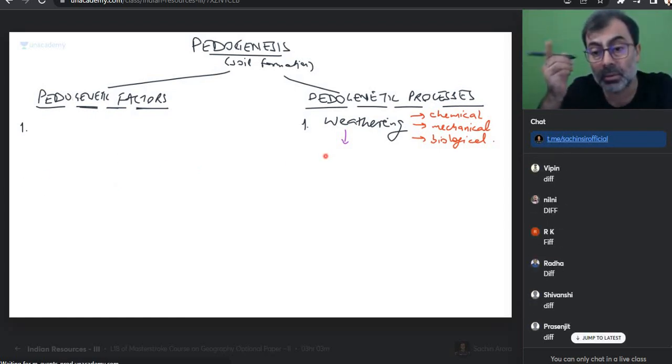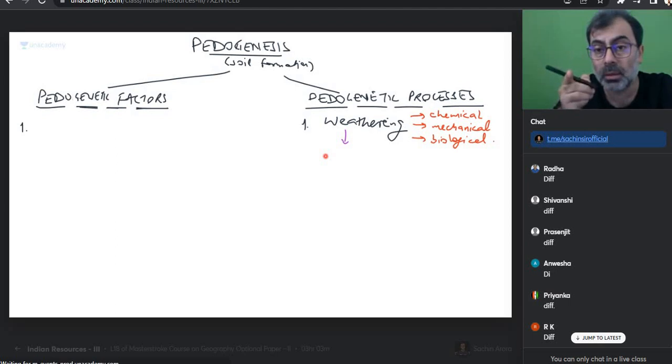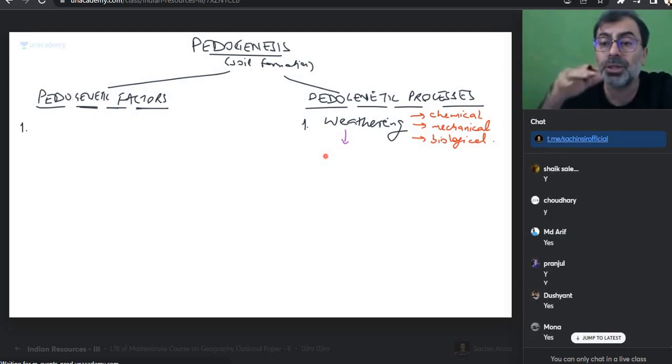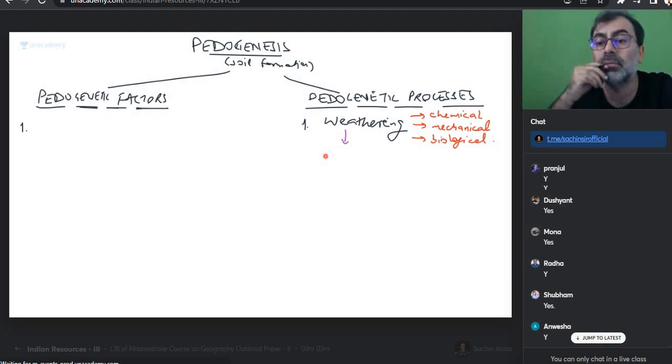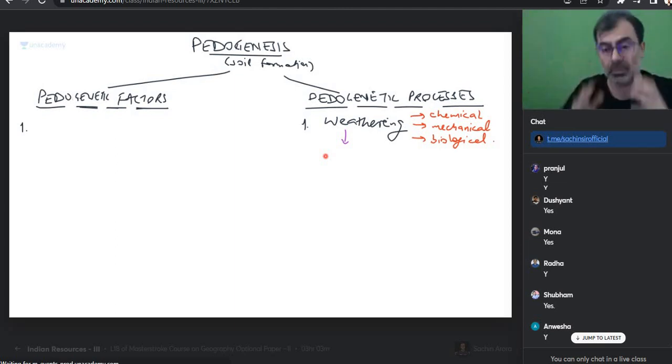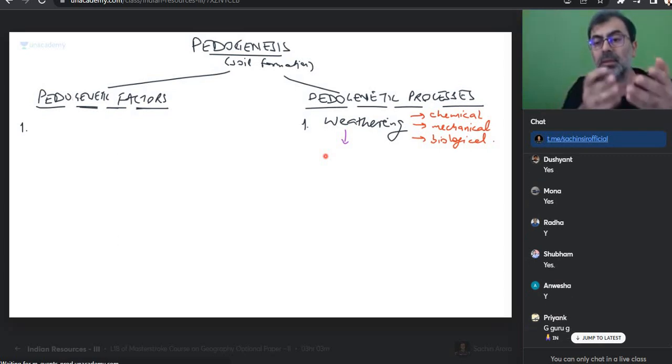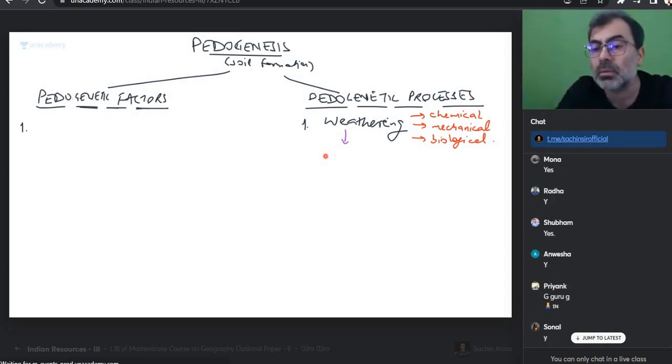Now think smartly about point number one. Will the soil of Western Ghat and coastal plain be different from the soil of Rajasthan just because of difference in weathering? So the question comes: examine the spatial variations of soils in India. Here is the answer. India is a huge country with different climatic regimes, with a huge latitudinal and longitudinal expanse. As a result, different weatherings are happening. Different weatherings, different soils. Understood?